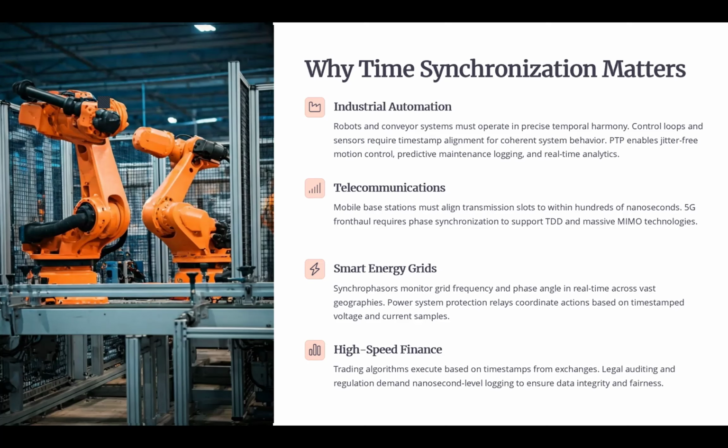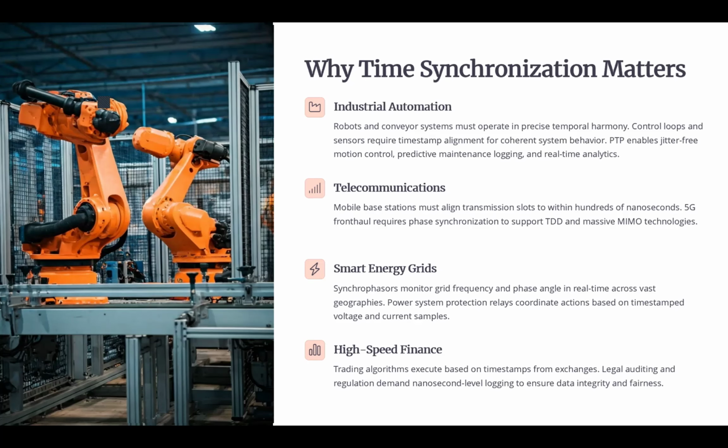Now, another case would be the control loops and the work with the sensors. All of them require some timestamp alignment, so they behave like a coherent system. When we have sensors and controllers in the control system, they need to know exactly when the data is collected or the command is issued, so the system could respond accurately and reliably.